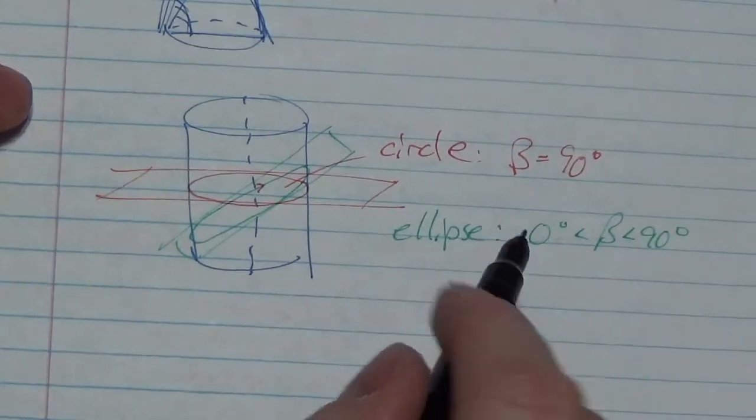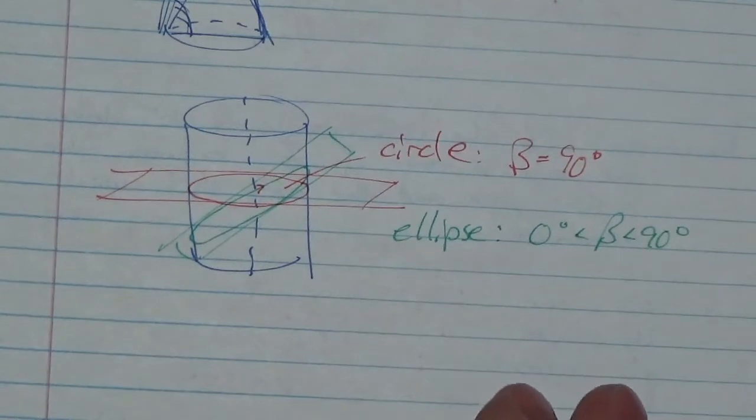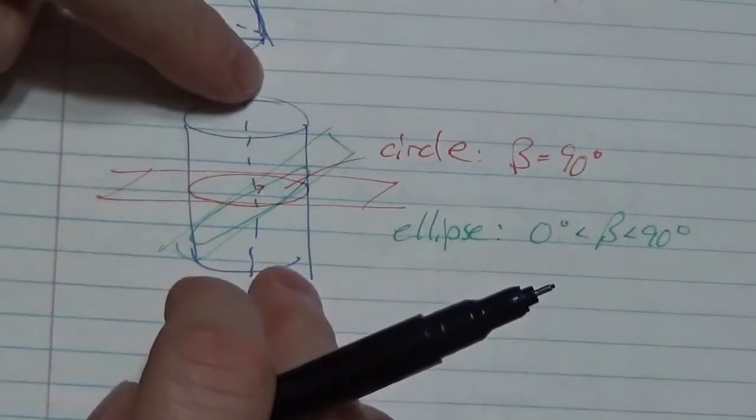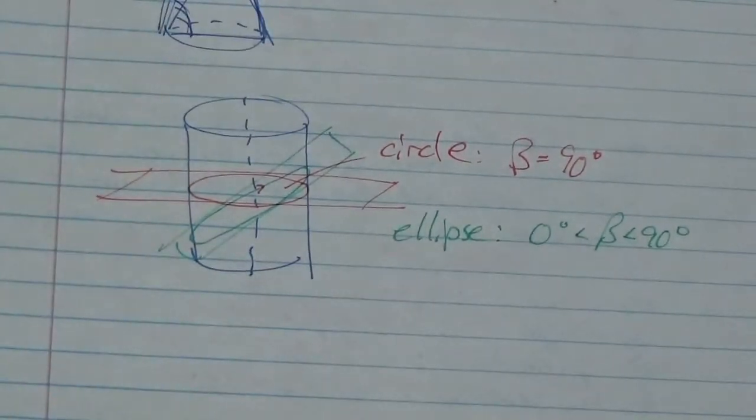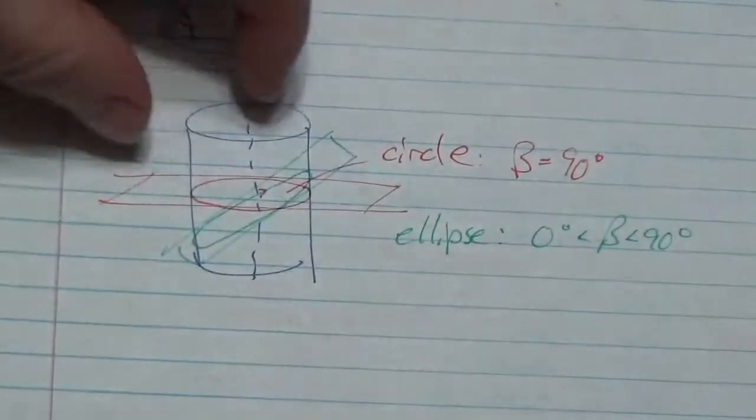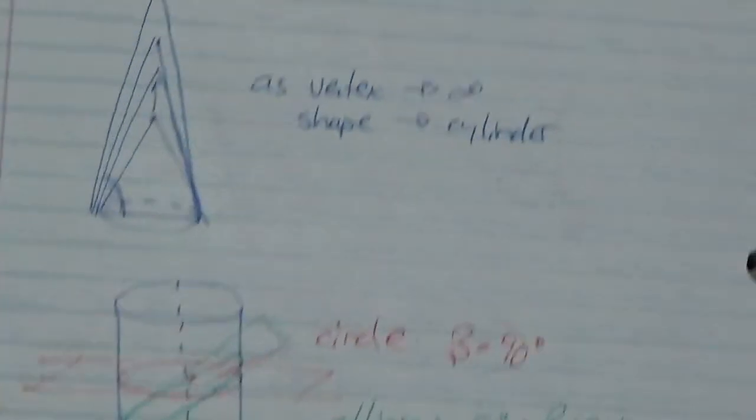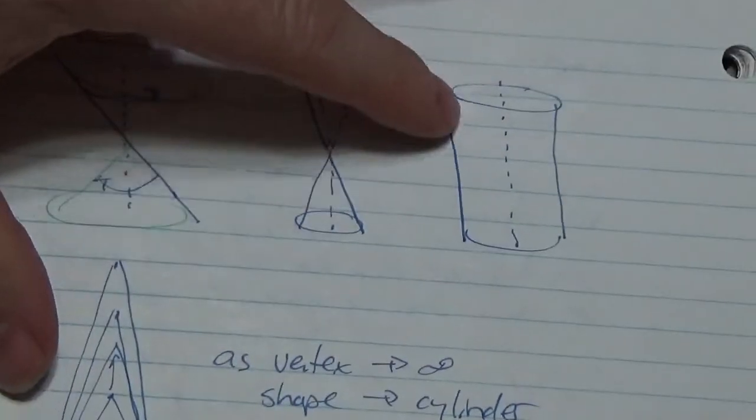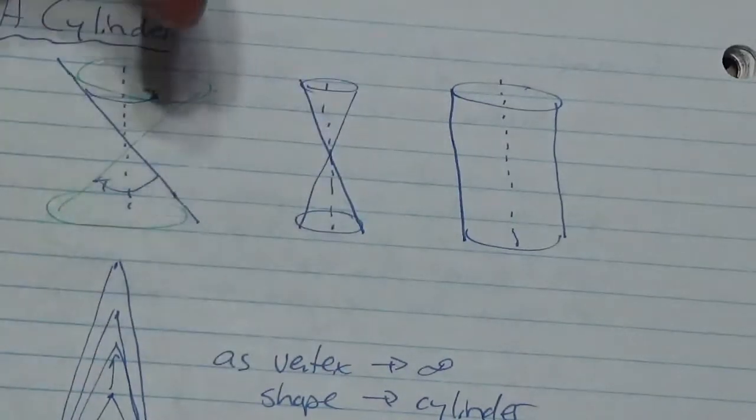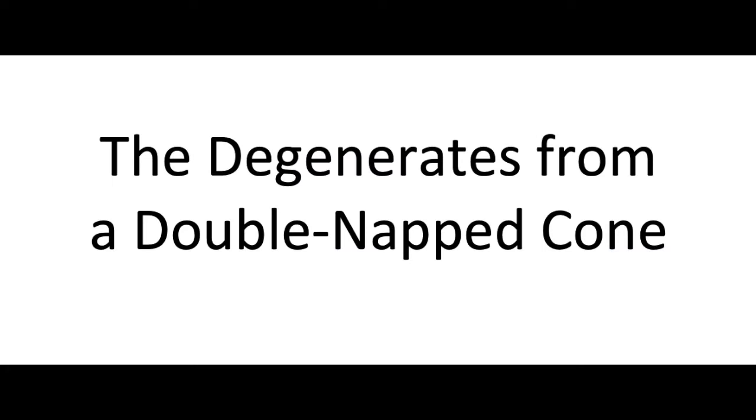Now notice when I get to 0 degrees, it looks like something different. In fact, we're going to talk about what happens at that moment in just a few seconds here. But anyway, we can at least pull the circle and the ellipse out of a cylinder, and that seems fairly consistent because I can think of a cylinder as an exceptional case of a double nappe cone. In these next two sections, we're going to look at what we call degenerate conics.